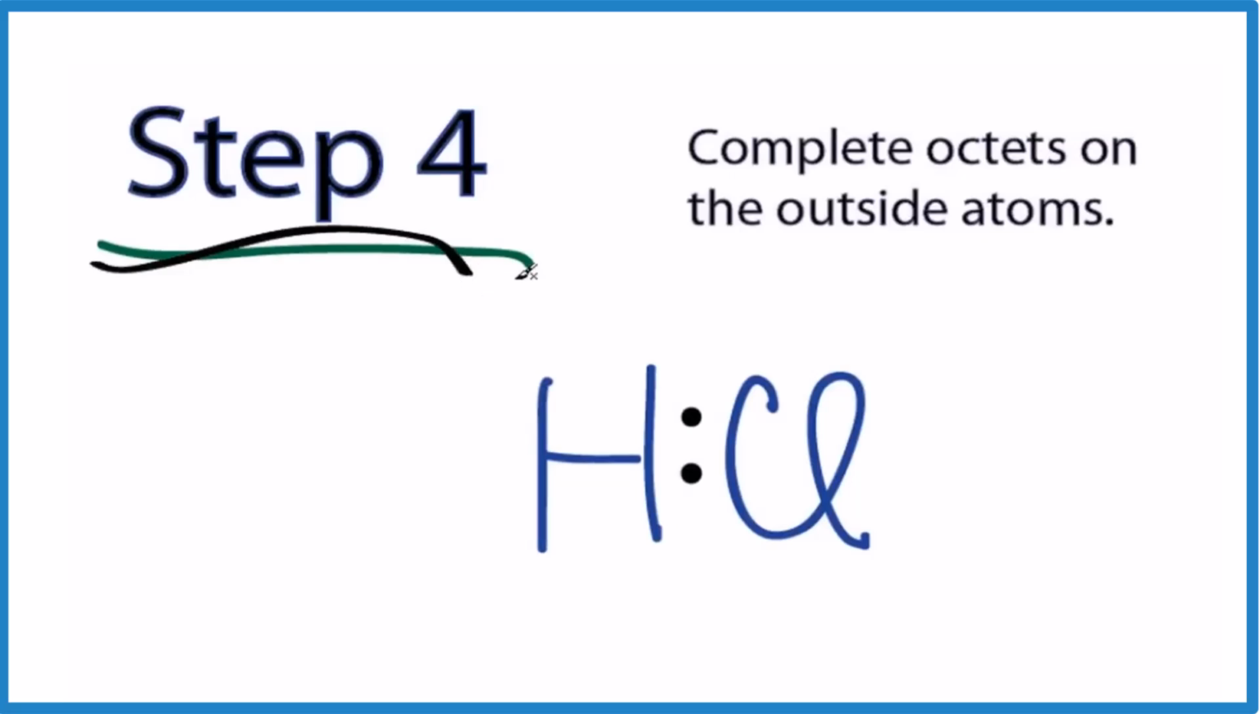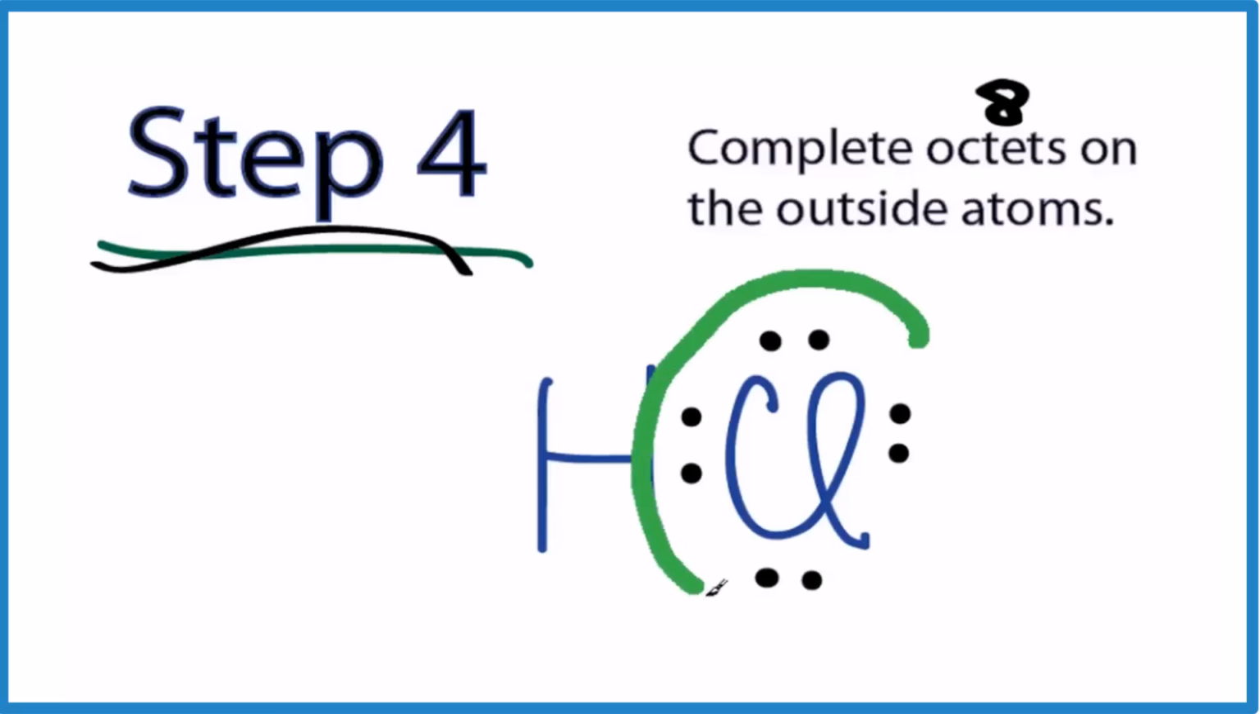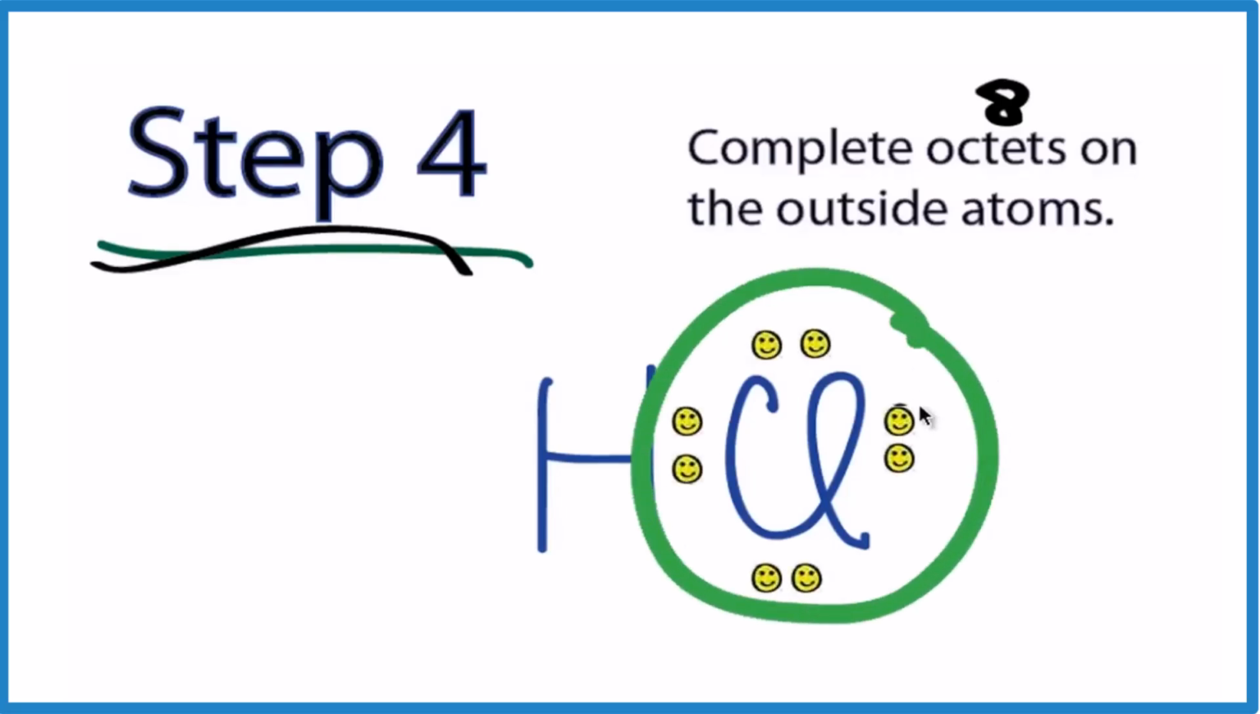Step 4. Complete the octets on the outside atoms. Octet means 8. For HCl, we have a total of 8 valence electrons, 1 for the hydrogen, 7 for the chlorine. So we've used 2 already to form the chemical bond. For the chlorine, we'll put 4, 6, and then 8. We've used all the valence electrons, and we've completed the octet for chlorine. It has 8 valence electrons.